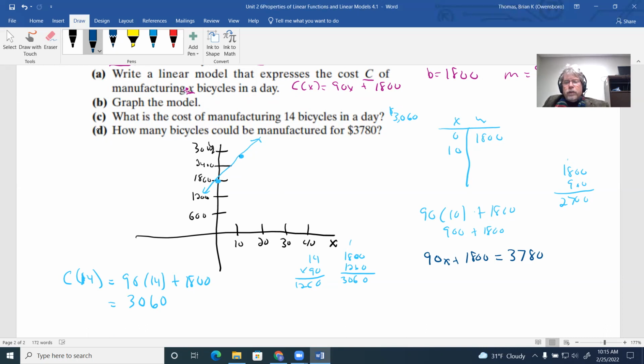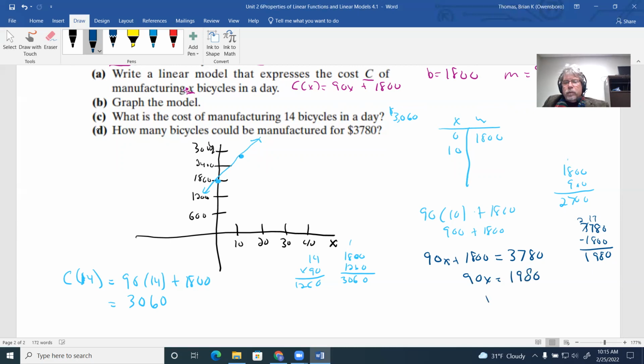To solve this, we have to subtract 1,800 from each side. So 3,780 take away 1,800. I'm getting brave here doing this math by hand. I haven't done that in a while. It looks like I'm getting 1,980. So 90x is going to equal 1,980.